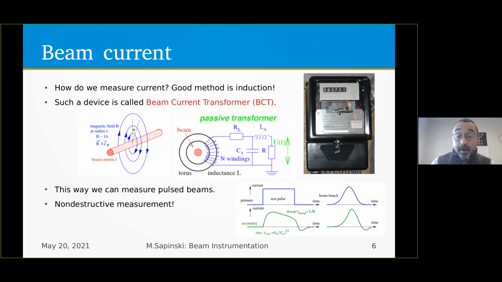Basically what you see here, the red bar is the beam, and the beam generates a magnetic field around it, like a normal cable. If you install a metallic torus around the beam, then you catch this magnetic field. And if you put windings around this torus, then it will generate a voltage. You can measure this voltage, and this voltage is proportional to the current of the beam that goes through it.